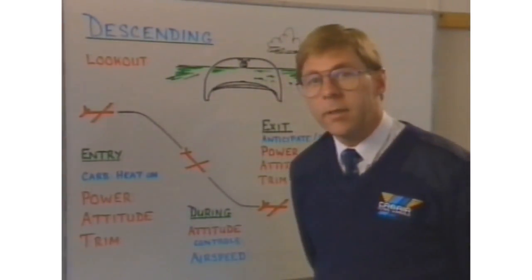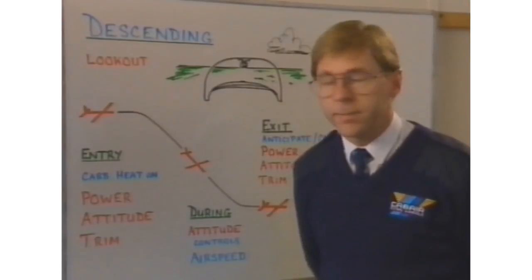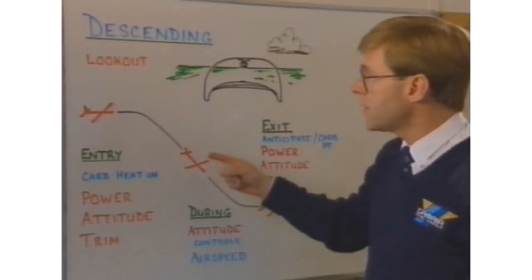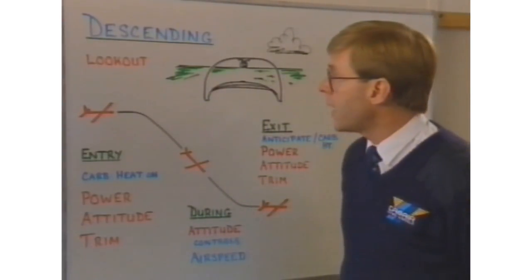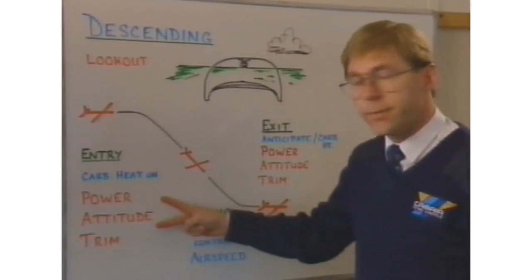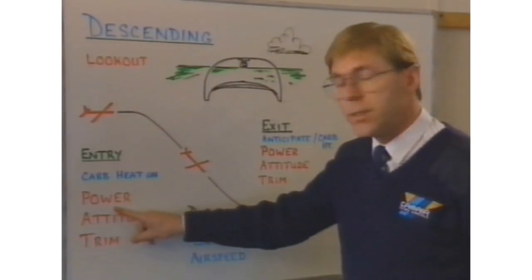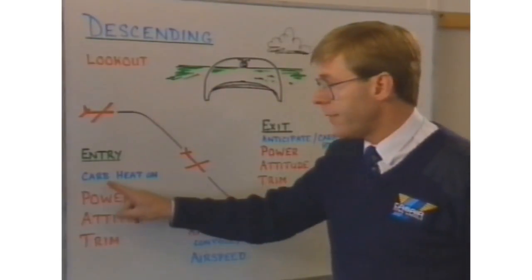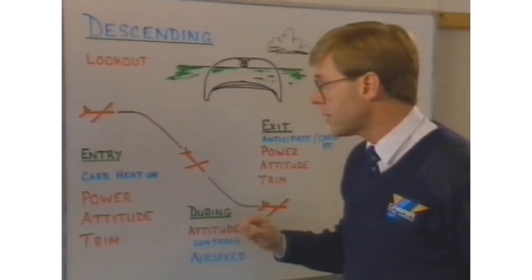So we've looked at climbing, let's now have a look at descending the aircraft. In order to descend the aircraft, it's first of all very important that we have a thoroughly good lookout beneath the aircraft. Having done that, a set procedure follows. First of all, reduce the power, close the throttle completely, having first of all selected the carburetor heat to hot.